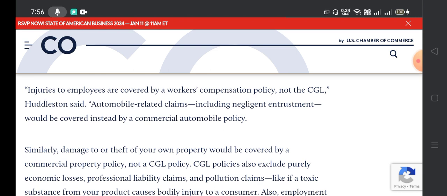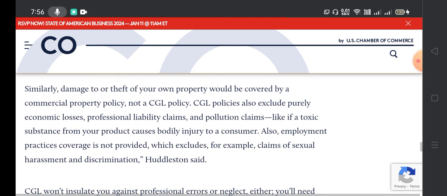Huddleston says automobile-related claims, including negligent entrustment, would be covered instead by commercial automobile policy. Similarly, damage to or theft of your property would be covered by a commercial property policy, not a CGL policy. CGL policies also exclude purely economic losses, professional liability claims, and pollution claims, like if a toxic substance from your product causes bodily injury to a customer or consumer.